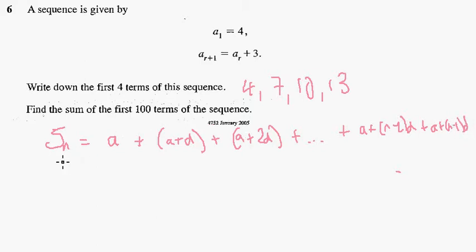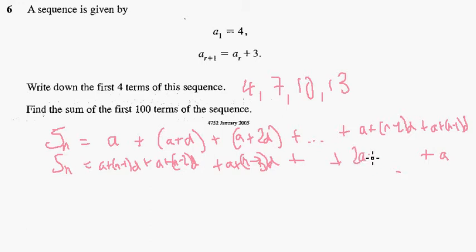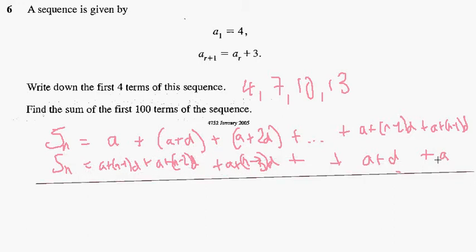Now, the clever bit is if we take that sequence and write it out backwards. So a plus (n minus 1)d at the end, a plus (n minus 2)d, a plus (n minus 3)d. This is what it would look like if we kept the ones off. And then the last one obviously will be a, and before that will be a plus d. Sorry, why am I writing 2a? Should really go to sleep now.